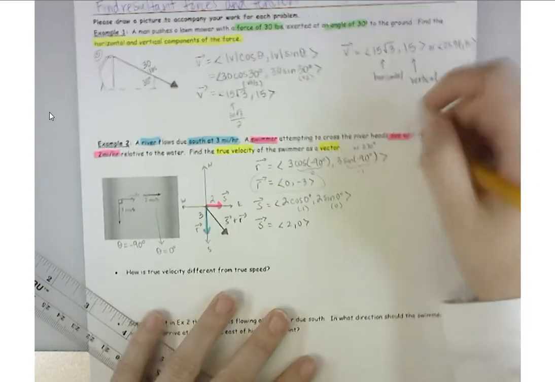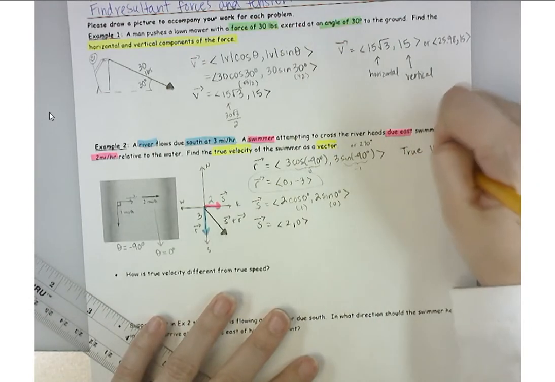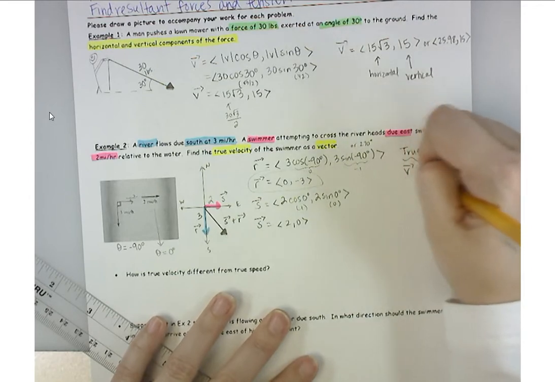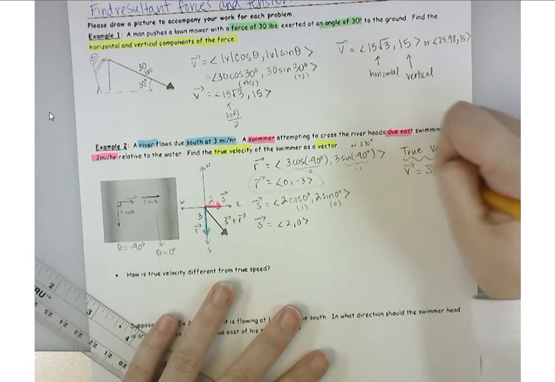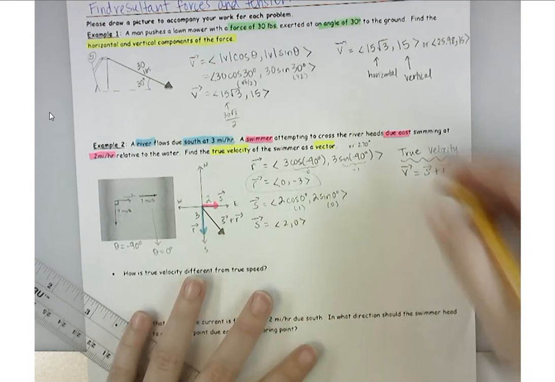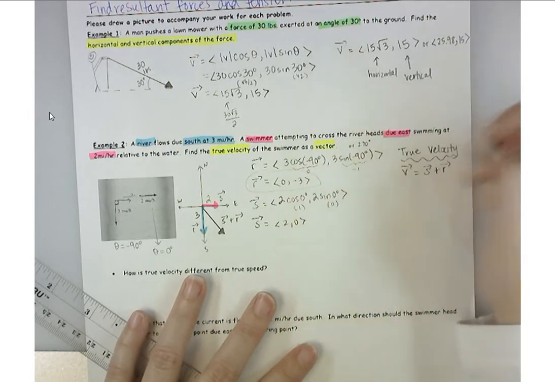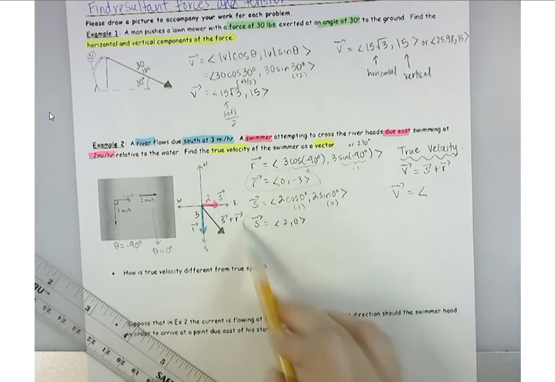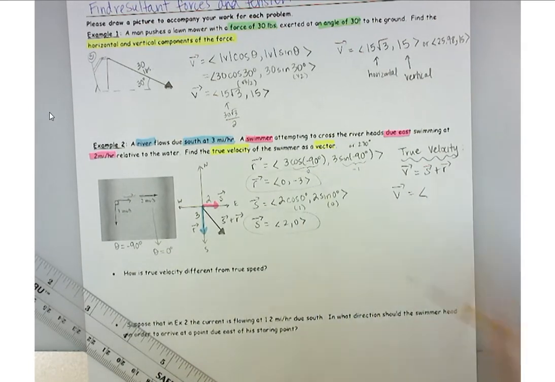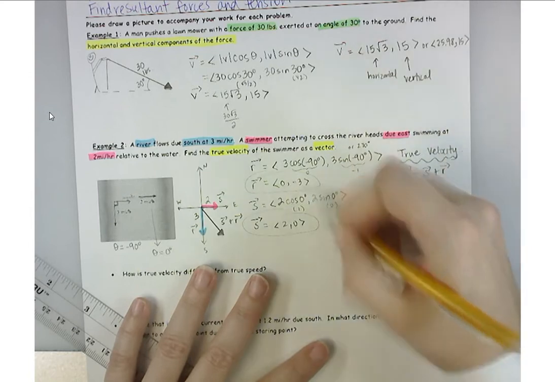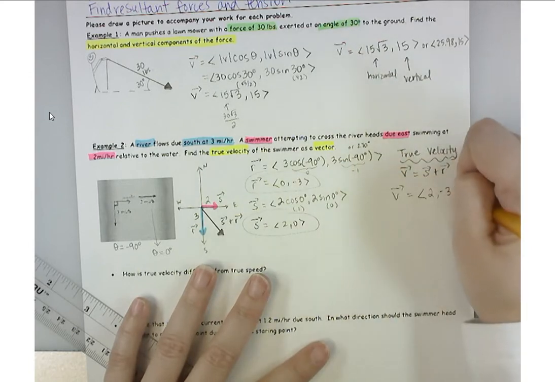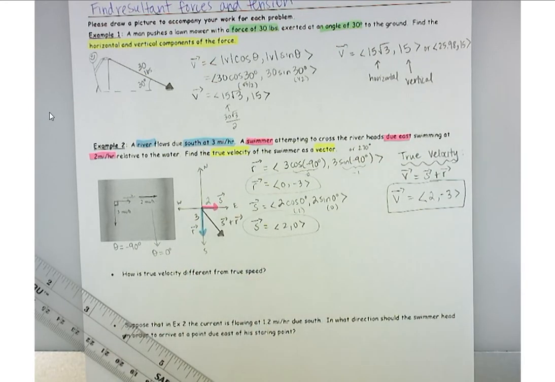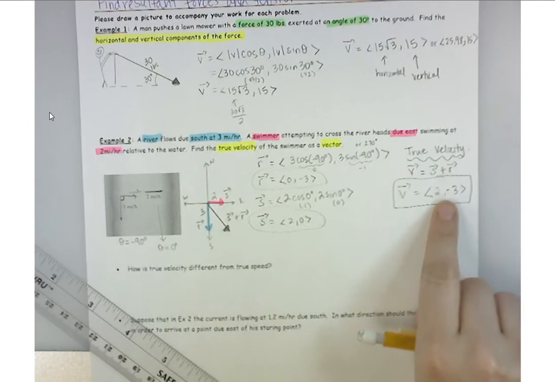Okay, so then the true velocity is going to be the vector that is the swimmer plus the river. Okay, so if we add the horizontal components together, 0 plus 2, we'll get 2. Negative 3 plus 0, we'll get negative 3. And that is going to be our true velocity vector.